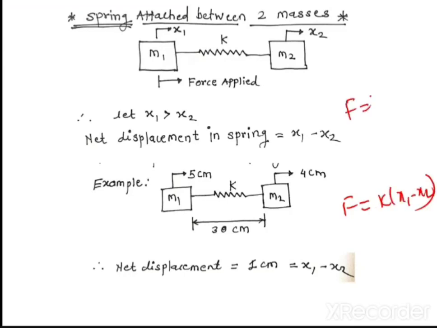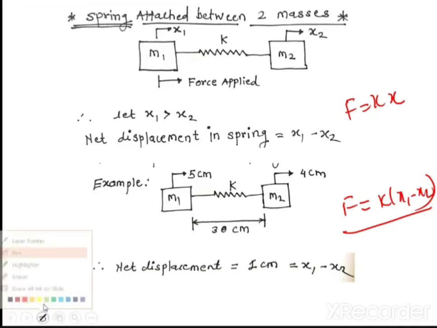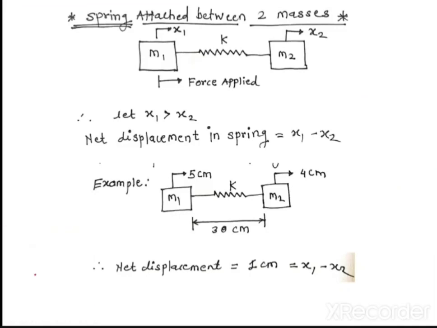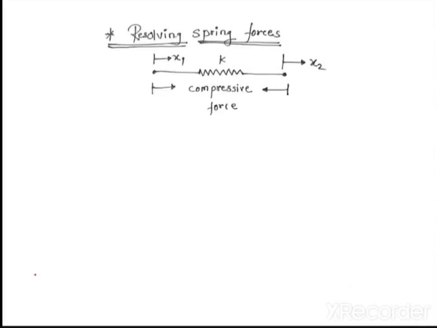Magasya case madhe F is equal to k into x hota, ya case madhe spring force kiti jala? F is equal to k into x1 minus x2. Ata ha kasa act hoto? Direction. Spring madhe, mass madhe direction cha matter nahi hai. Inertia force will always act opposite to the displacement. But here you have to take care of the direction in case of the spring.